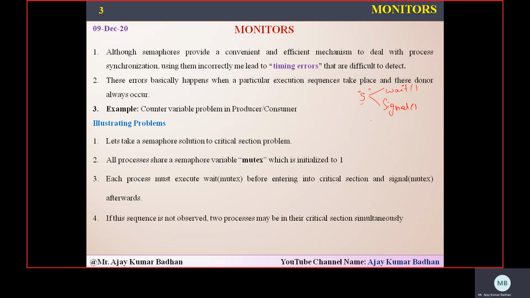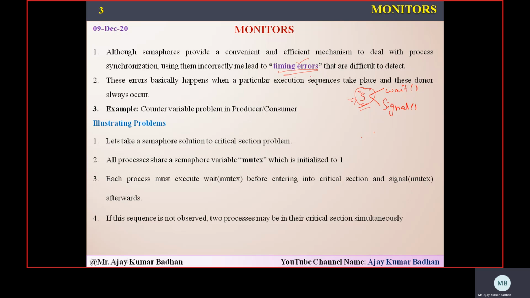Some problems definitely exist even when we apply semaphores, and that leads to something called timing errors, which are very difficult to detect. Semaphores provide a solution to the critical section problem and process synchronization, but if the programmer does not use the semaphore perfectly, there might be errors. That is what we call timing errors, and these errors are very, very difficult to detect. We cannot detect them easily.